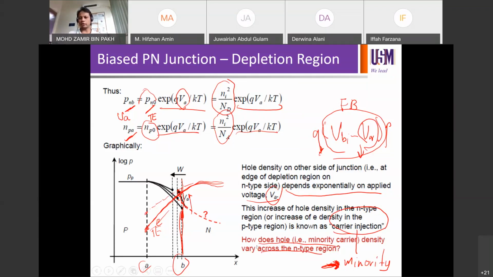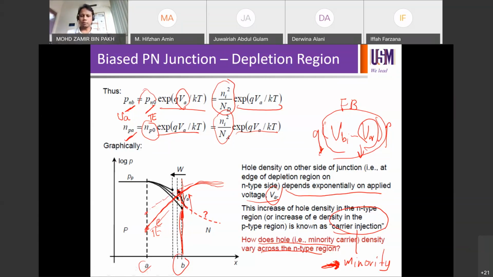So as of now, is it okay? Is it clear that the VA will affect the minority carrier concentration on the other side exponentially? Okay, so far can follow? Do you understand? Or you don't understand certain parts of this applied bias thing? Then that's okay. Yeah.